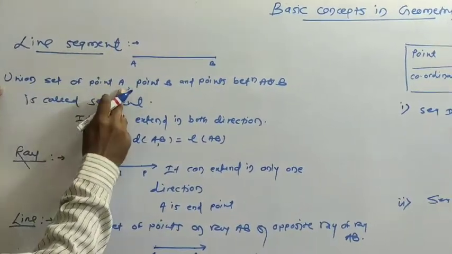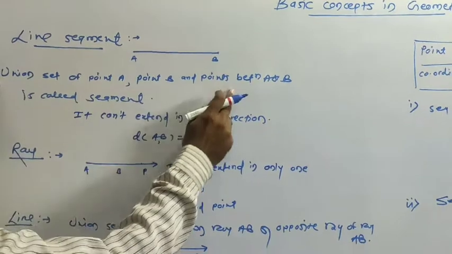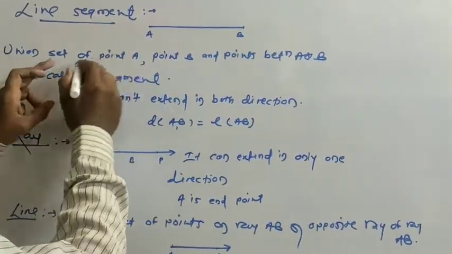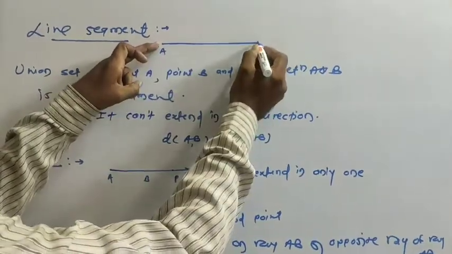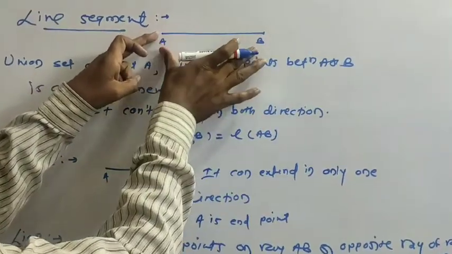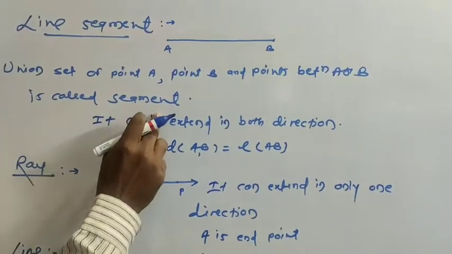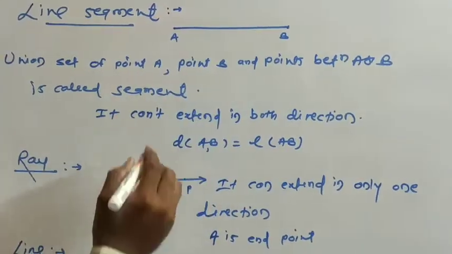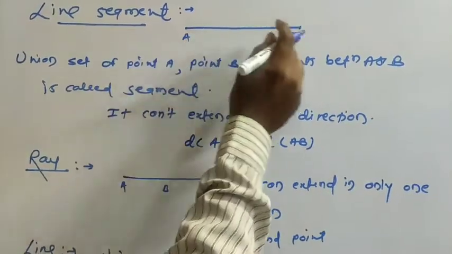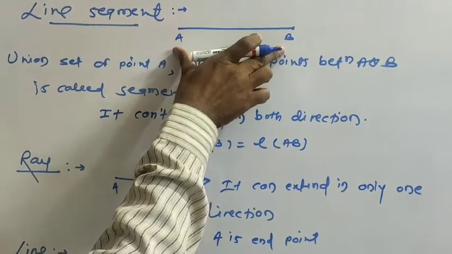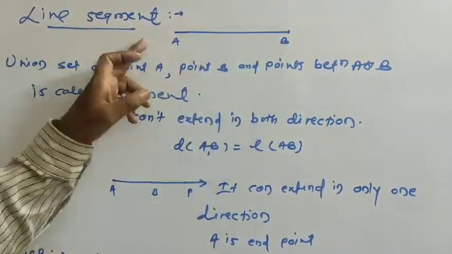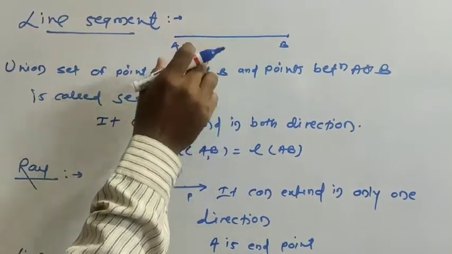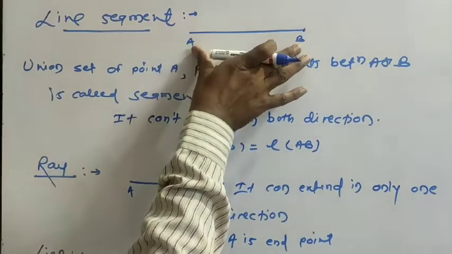The union set of point A, point B and the points between A and B is called a segment. It can't extend in both directions. Distance AB means length AB. A and B are the end points of this segment. Therefore, distance AB means length AB.